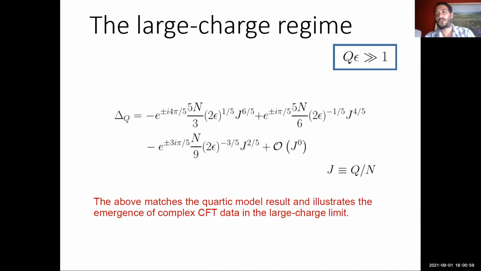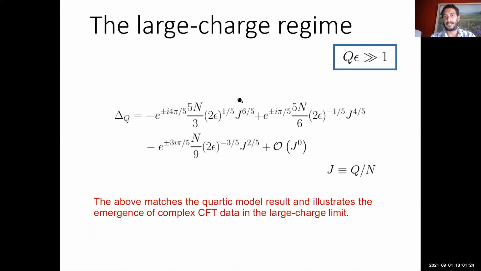It's interesting also to analyze what we can call the large charge regime, where q times epsilon is much bigger than 1. In this case, we write our result in terms of the variable j, q equal n. This is shown in the slide. In this regime, the scaling dimension takes the form predicted by the effective field theory approach.